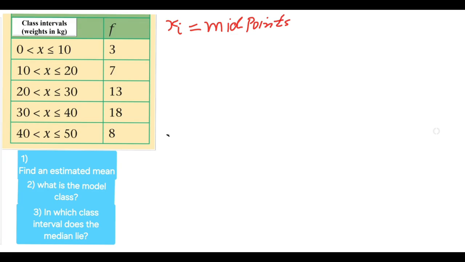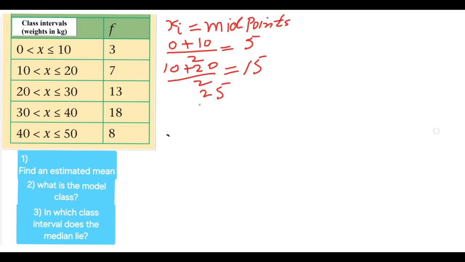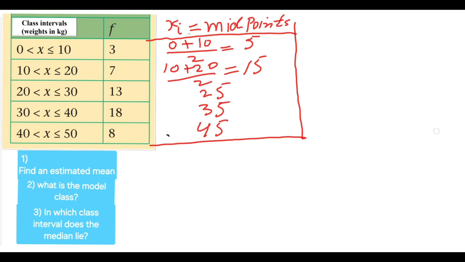For continuous data, to find the midpoints: 0 plus 10, this is the class interval, divided by 2, the answer is 5. 10 plus 20 divided by 2, the answer is 15. 20 plus 30, 50 divided by 2, the answer is 25. 30 plus 40 divided by 2 is 35. 40 plus 50, 90 divided by 2, is 45. So these are the midpoints xi.